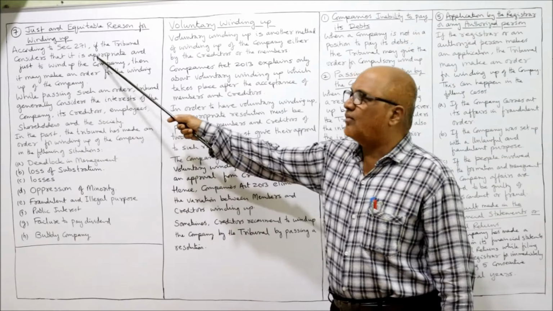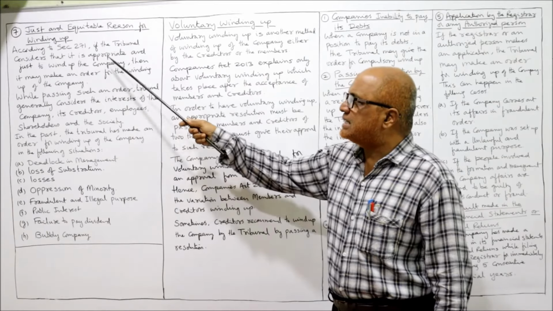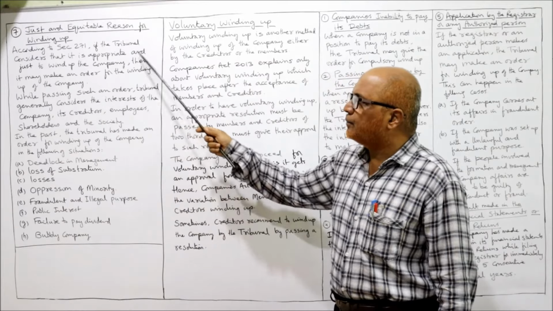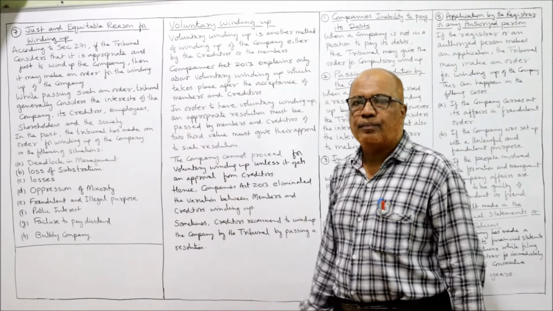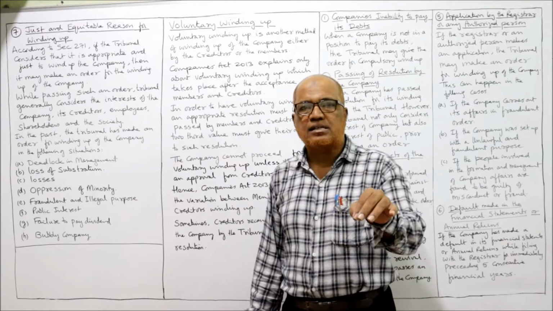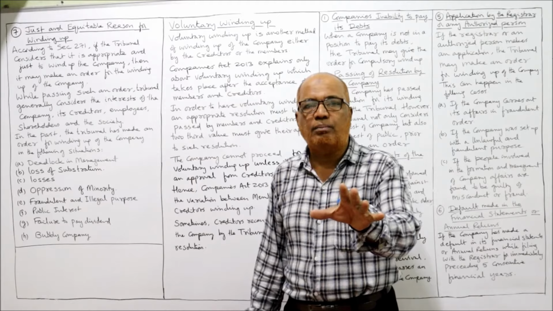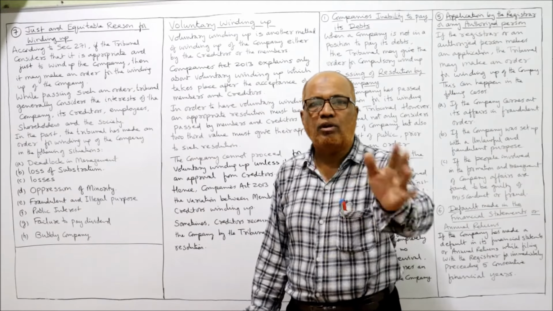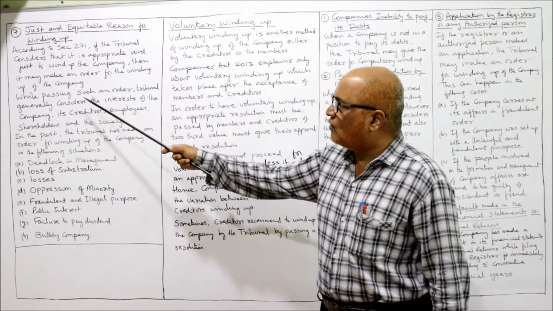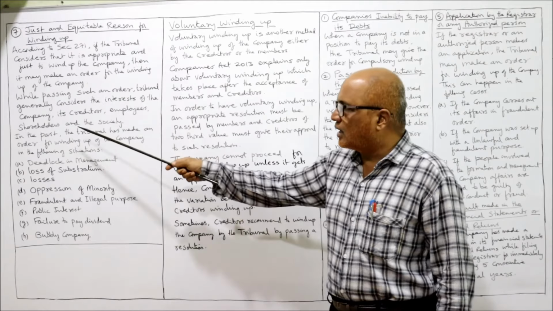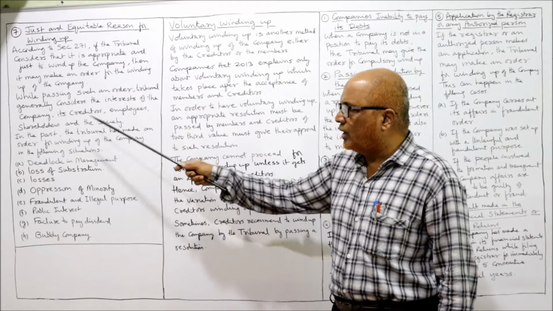According to Section 271, if the tribunal considers that it is appropriate and just to wind up the company, then it may make an order for the winding up. If the tribunal feels that it is just and equitable to wind up the company, it will pass the order to wind up. While passing such an order, the tribunal generally considers the interest of the company, its creditors, employees, shareholders and the society.